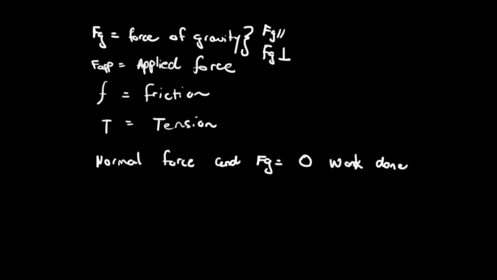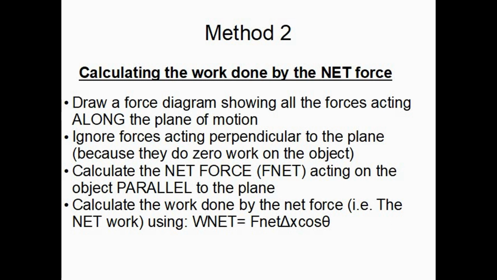Now, back to our notes. Now we calculate the net force, or F net, acting on the object parallel to the plane. Once we have done that, we calculate the work done by the net force. Okay, so then we use the formula W net equals F net delta x cos theta.